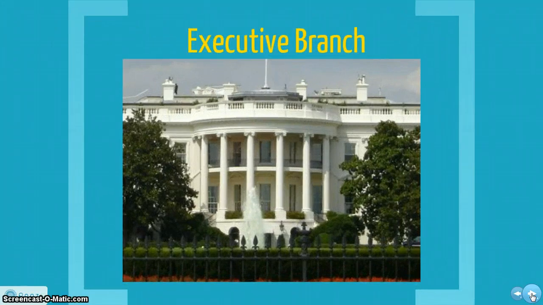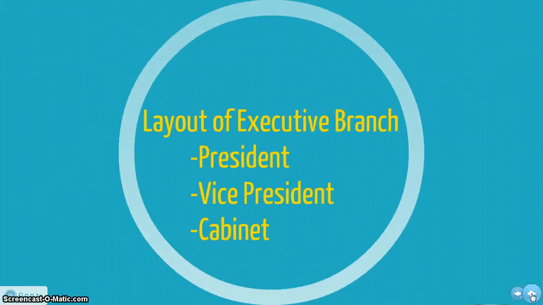The last branch I would like to focus on is the executive branch. We will be discussing this further in class, so I saved it for last. The executive branch, as you can see right here, is a photo of the White House where the president stays. The executive branch is made up of the president, the vice president, and the cabinet. I do not mean a kitchen cabinet, I do mean the cabinet. The president appoints people from his party that have similar views and that will implement the laws passed by Congress.